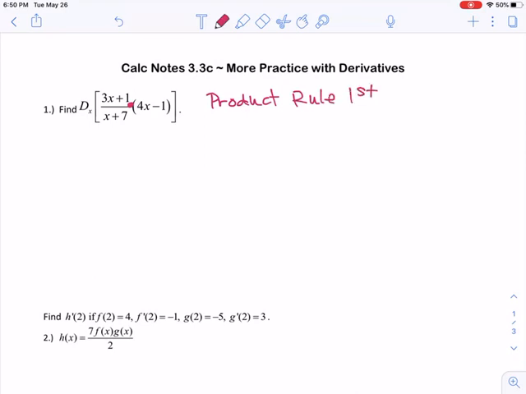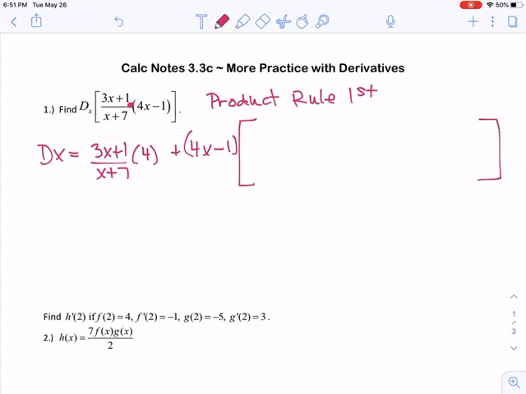So if I want to find the derivative of this function, then my product rule says that I want to take my first function, (3x plus 1) over (x plus 7), times the derivative of the second, which would be a 4, plus my second function, 4x minus 1, times the derivative of the first. So now, when I take the derivative of the first, my first function is a quotient.